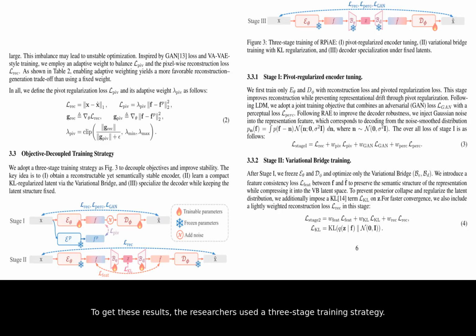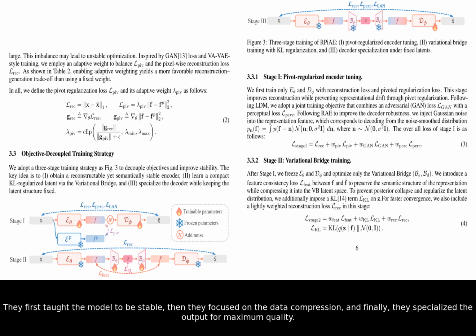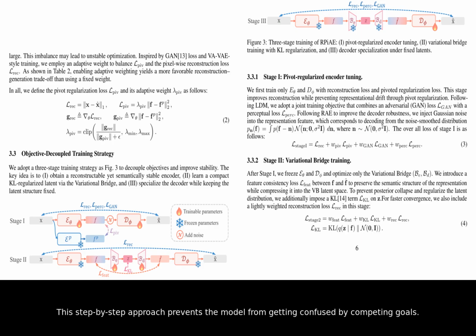To get these results, the researchers used a three-stage training strategy. They first taught the model to be stable, then they focused on the data compression, and finally, they specialized the output for maximum quality. This step-by-step approach prevents the model from getting confused by competing goals.